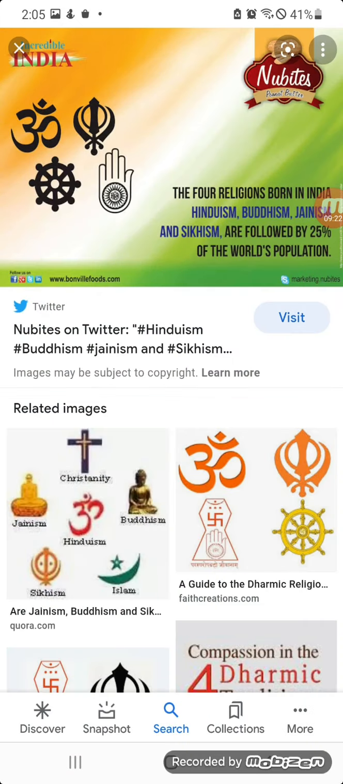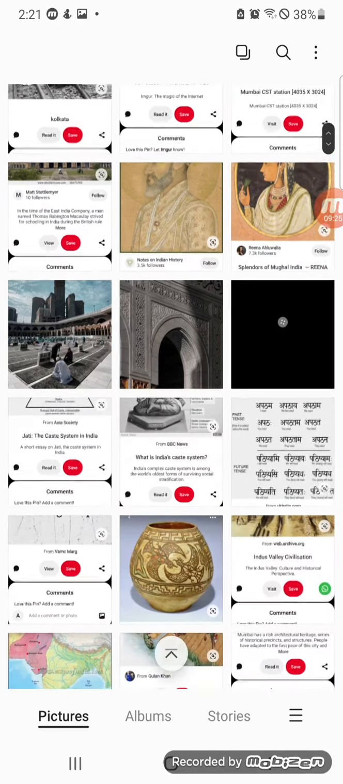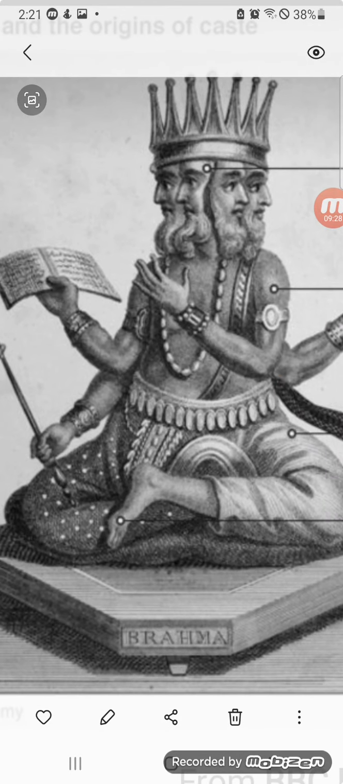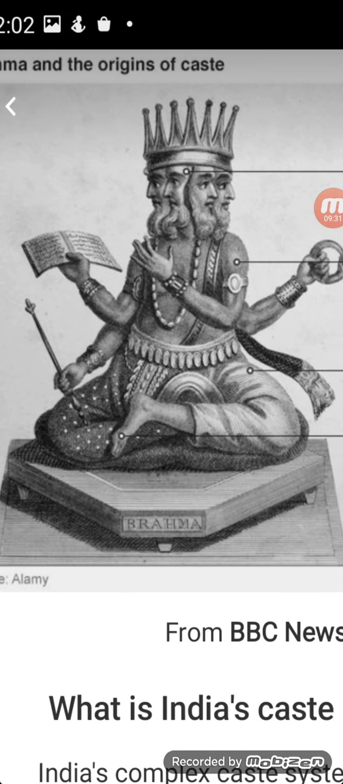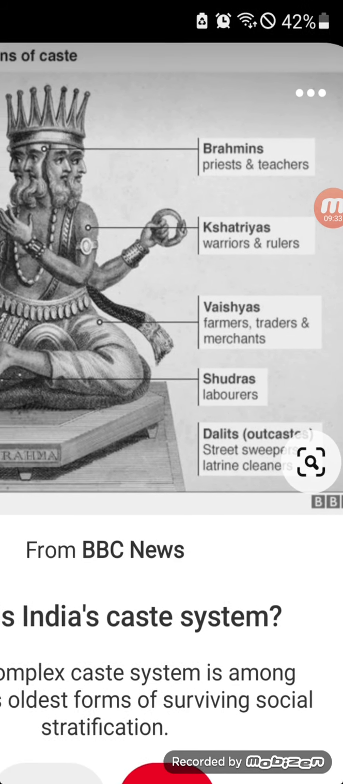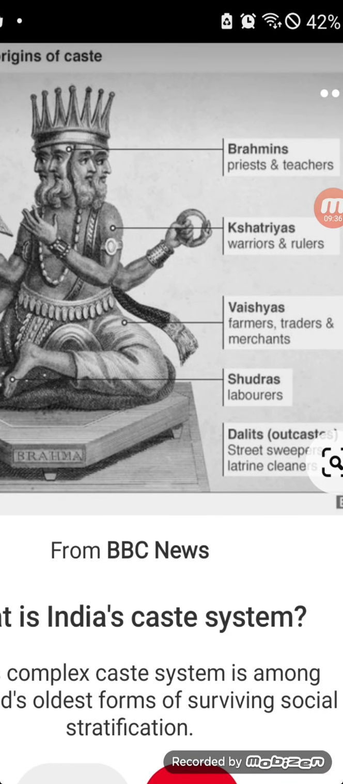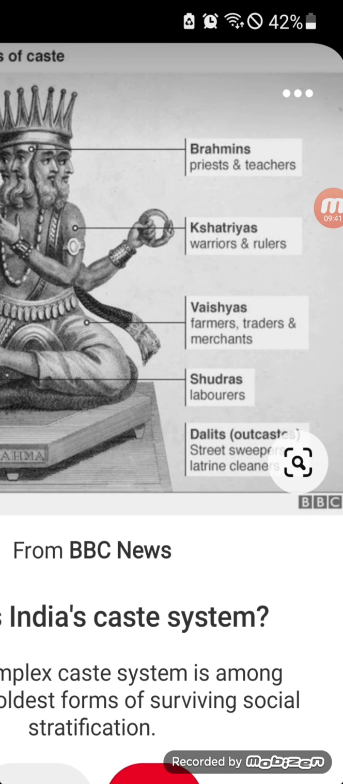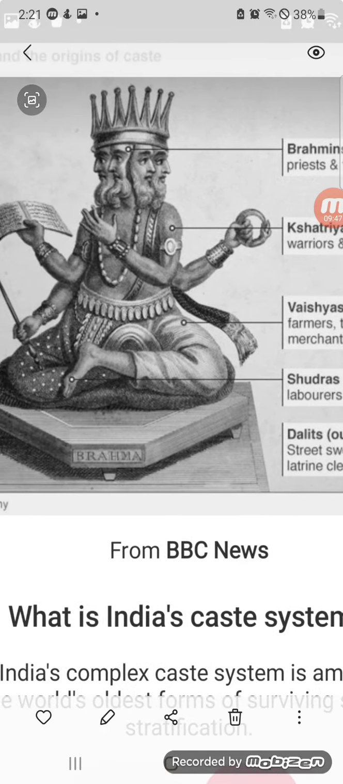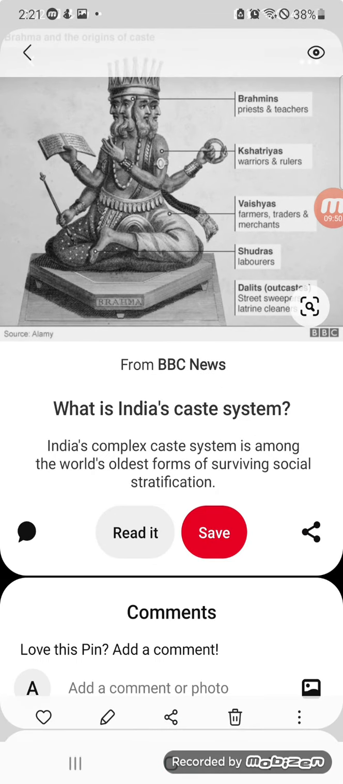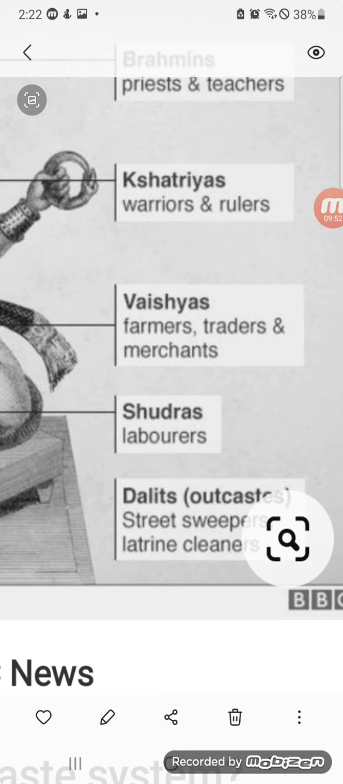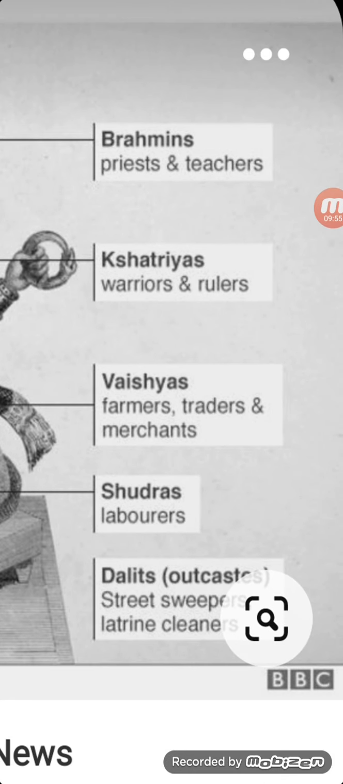During the medieval period, the caste system was a thing. So where's the caste? Okay, by the god Brahma, you can see the Brahmin people were regarded as priests. The Kshatriya people were known as warriors. The Vaishya people were known as farmers, traders and merchants. The Shudra people were known as laborers, and the Dalit were street sweepers and latrine cleaners. This is the caste system which has been followed for generations and generations. It is also followed today in some parts of India.